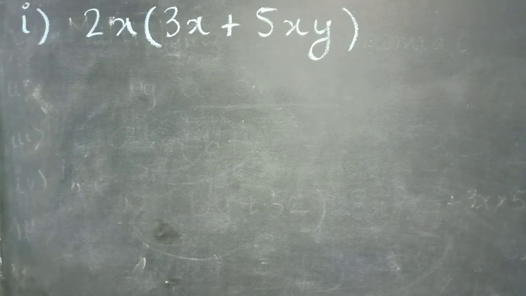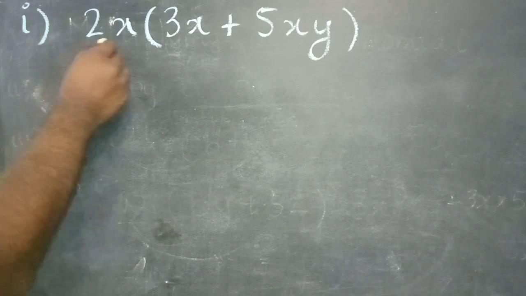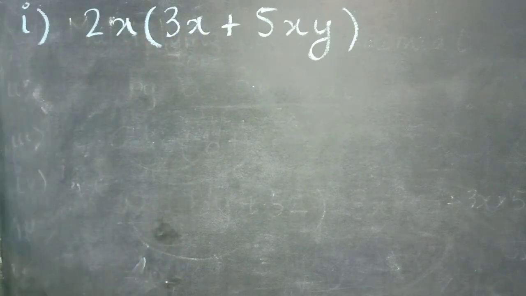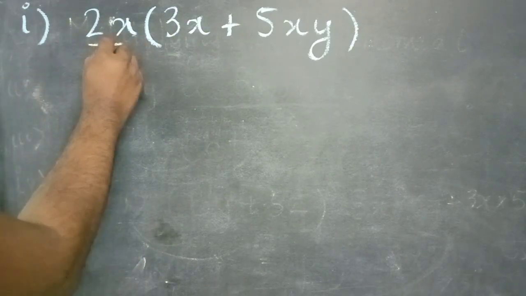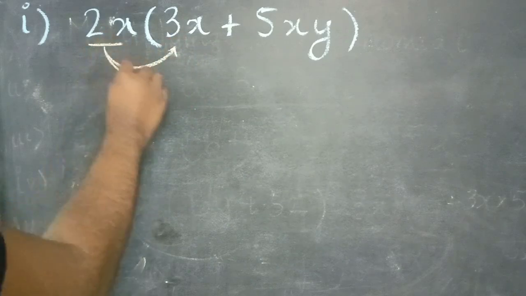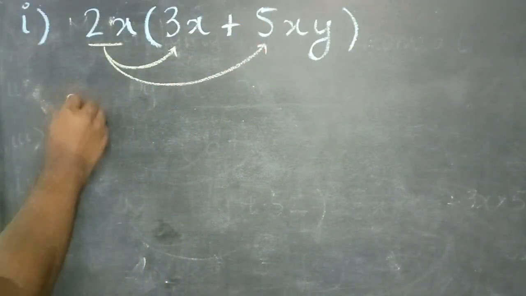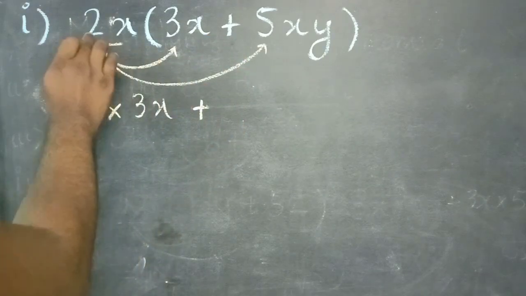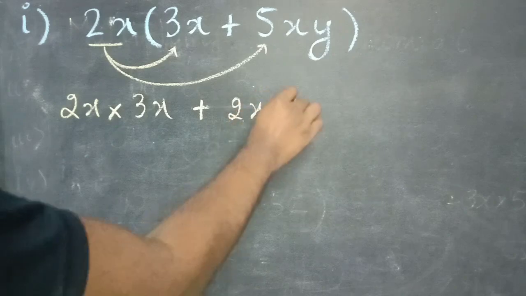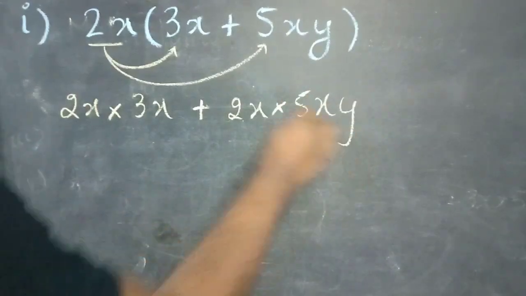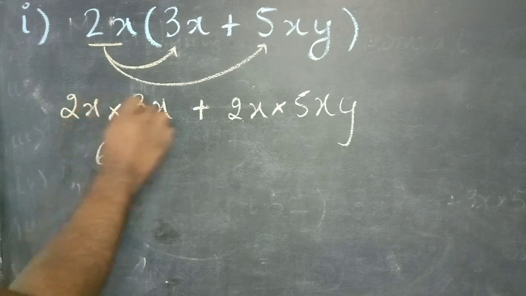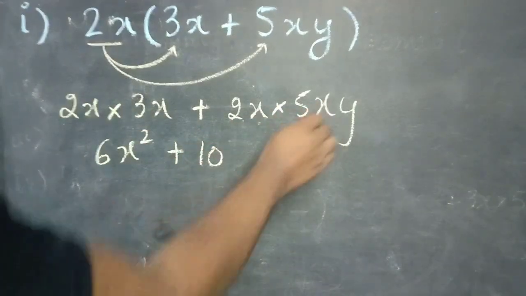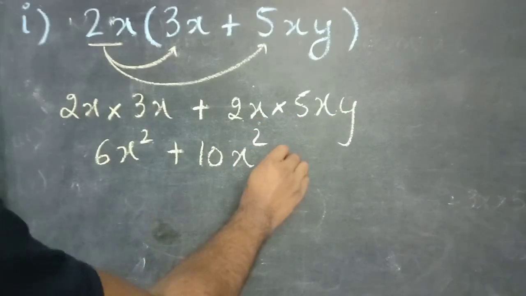Consider example, multiplication of monomial by a binomial, that is 2x into 3x plus 5y. Now I will multiply 2x with 3x, then 2x into 5y. What I get? 2x into 3x plus 2x into 5y. 2 3s are 6, x into x, x square. Now 2 5s are 10, x into y, xy, x as it is.